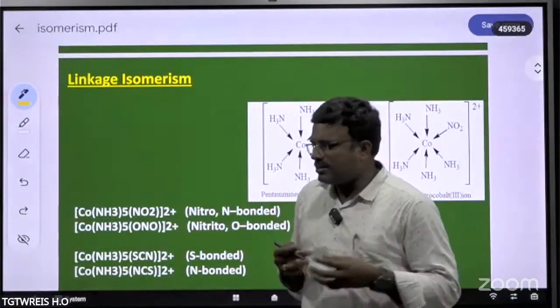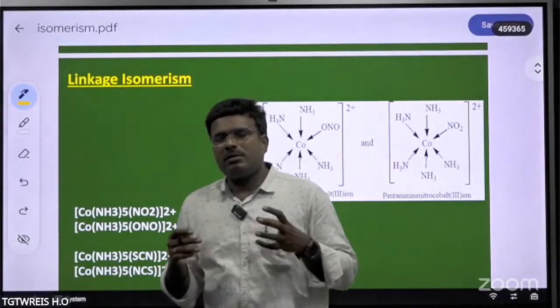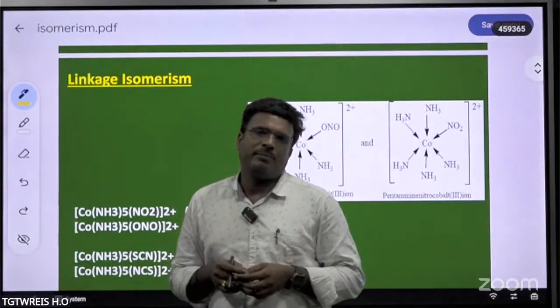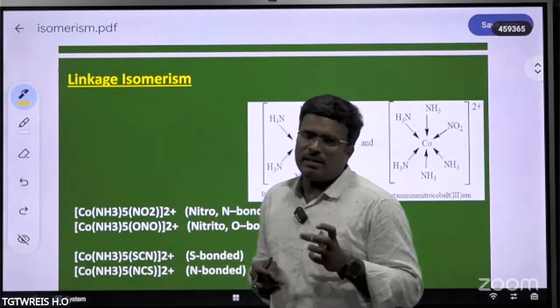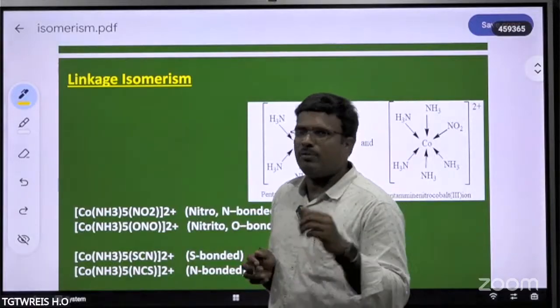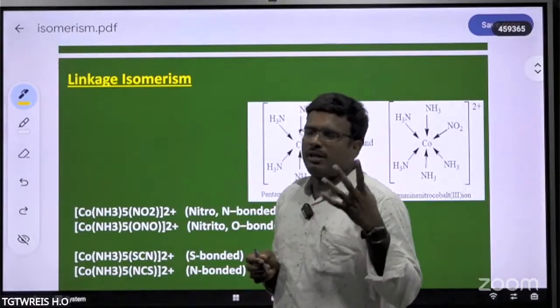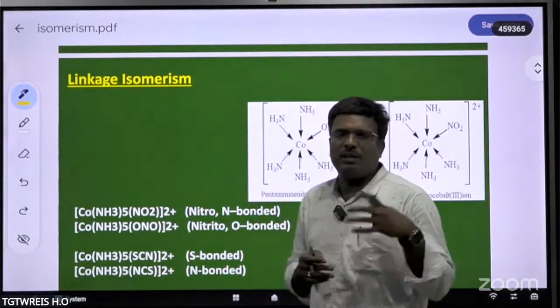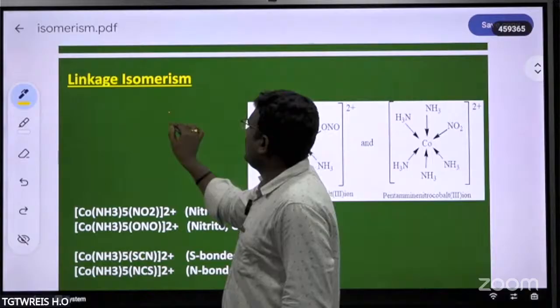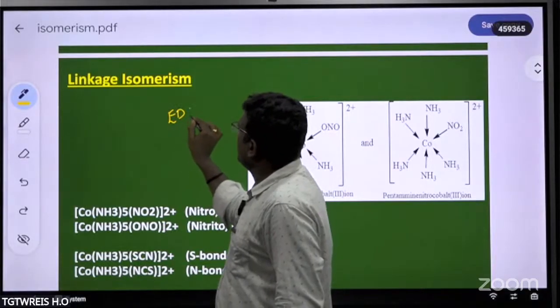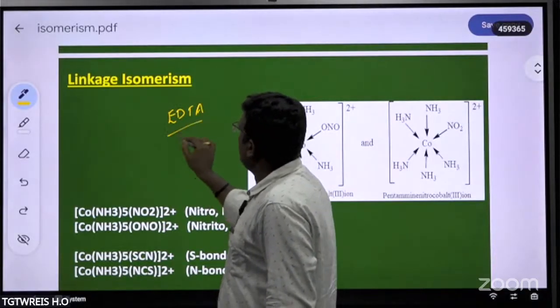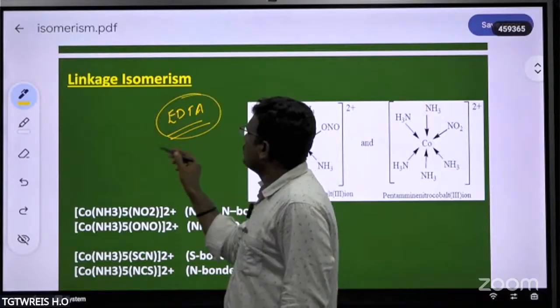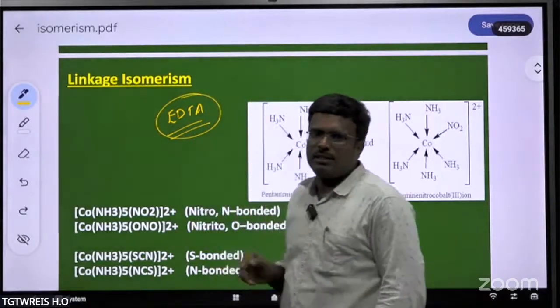Some ligands are hexadentate also. For example, EDTA, ethylene diamine tetraacetic acid, is one type of ligand, but it is a very big ligand. EDTA is not in our syllabus. It is a hexadentate ligand.